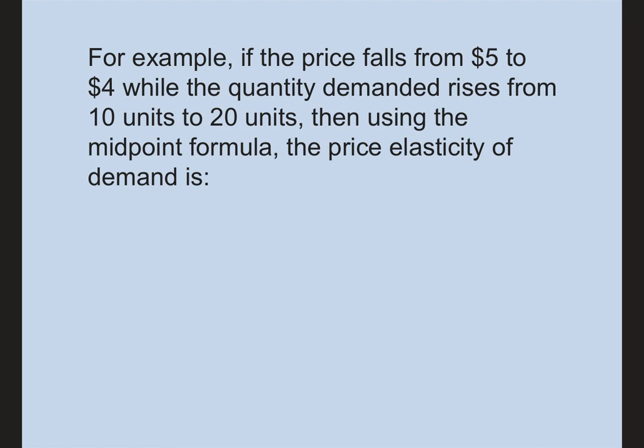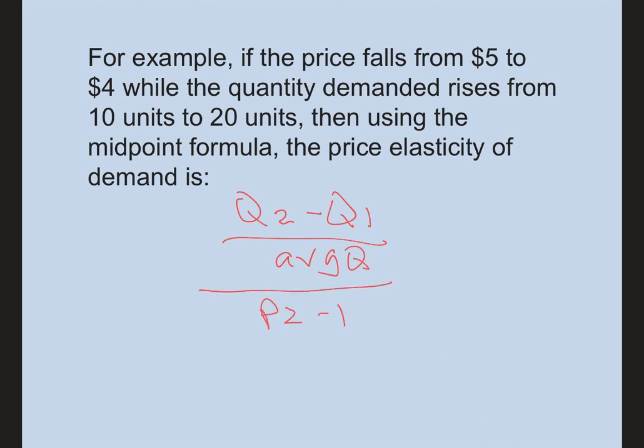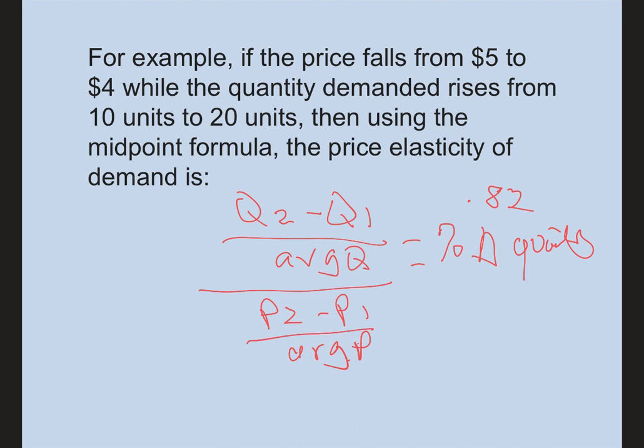In this case, you can certainly graph this, so you can see it graphically, and then you can also apply the midpoint formula. The midpoint formula is Q2 minus Q1 over average Q, over P2 minus P1 over average P, and use a calculator. This is going to give you percentage change in quantity, and you have to actually figure out the percentage change from whatever number you get in decimal form, and then the same thing with percentage change in price. And remember, you're always going to have a negative number. Ignore the sign.